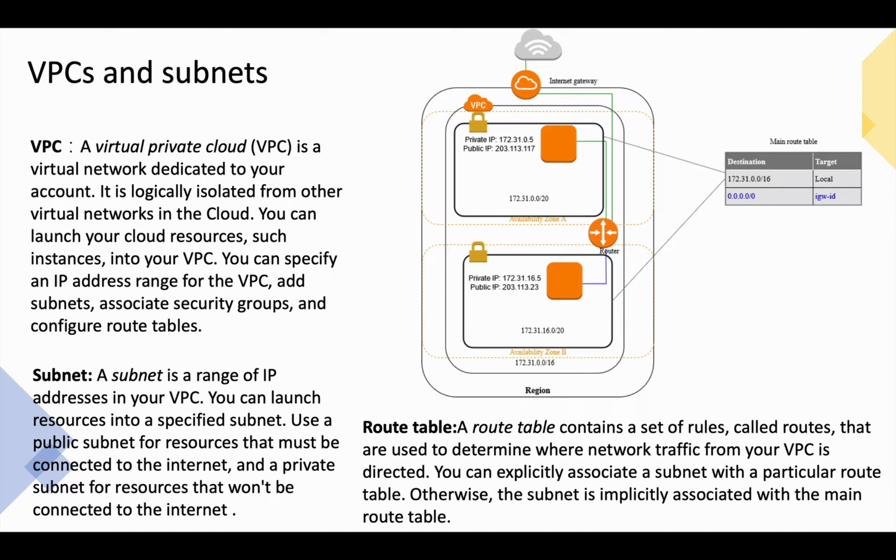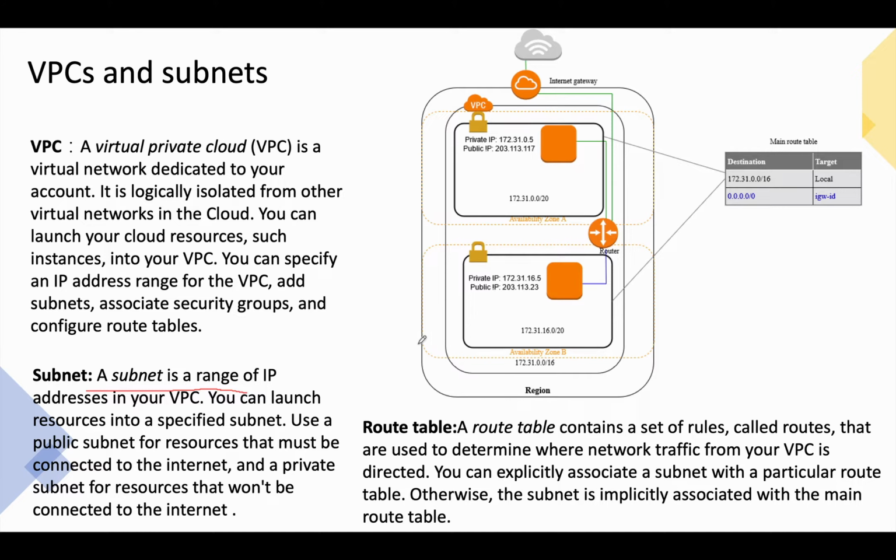Then what's the subnet? A subnet is a range of IP addresses in your VPC. You can launch resources into a specified subnet. Use a public subnet for resources that must be connected to the internet, and a private subnet for resources that won't be connected to the internet.